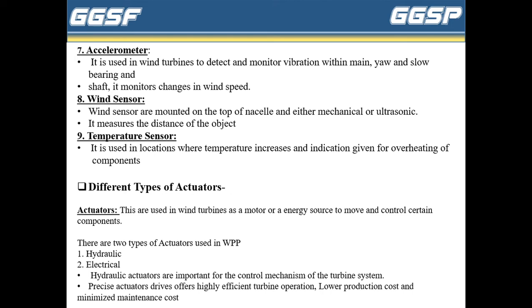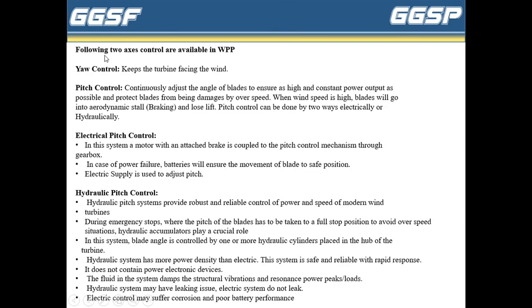There are two types of actuator, hydraulic or electrical. Hydraulic actuators are important for the control mechanism of the turbine system. Precise actuator drives offer highly efficient turbine operation, lower production cost, and minimize maintenance cost. The following two axis controls are available in a power plant: yaw control and pitch control. Then there are electrical pitch control systems and hydraulic pitch control systems.